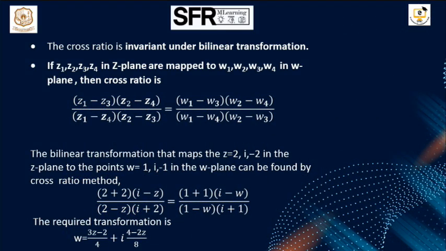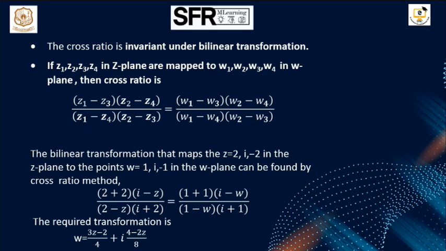The next one is that the bilinear transformation is invariant under cross ratio. For that, suppose z1, z2, z3 and z4, 4 points in the z plane, are mapped to 4 points in the w plane, that is w1, w2, w3, w4. Then the cross ratio is defined as (z1 minus z3)(z2 minus z4) divided by (z1 minus z4)(z2 minus z3), that's equal to (w1 minus w3)(w2 minus w4) divided by (w1 minus w4)(w2 minus w3).